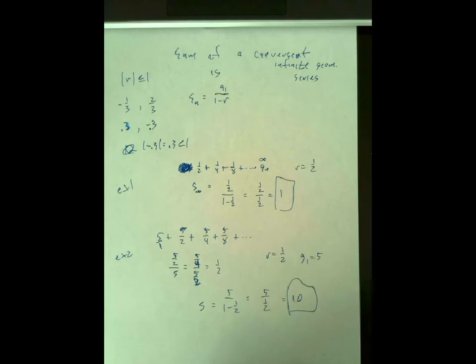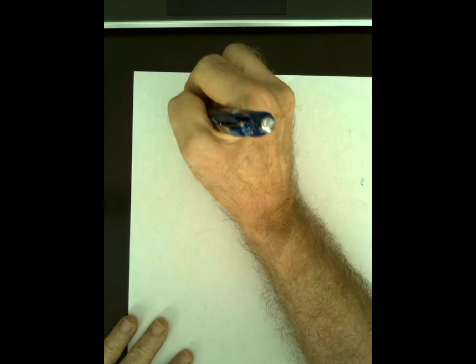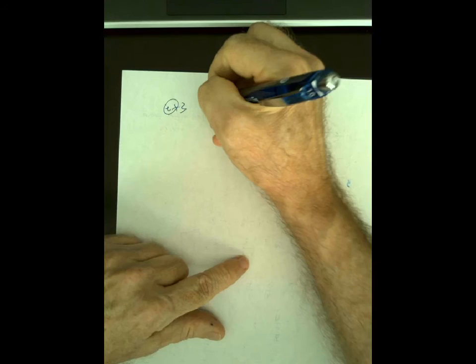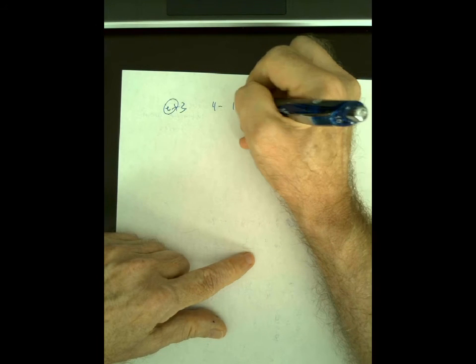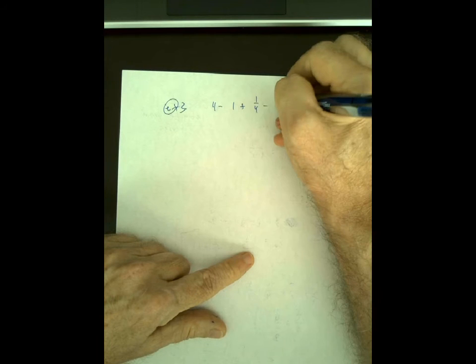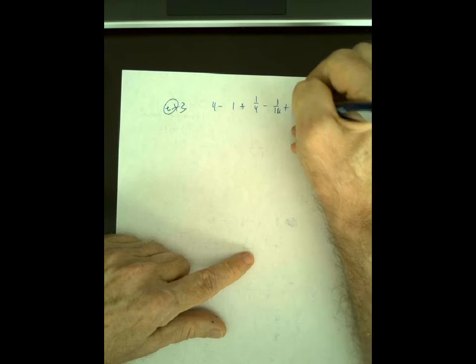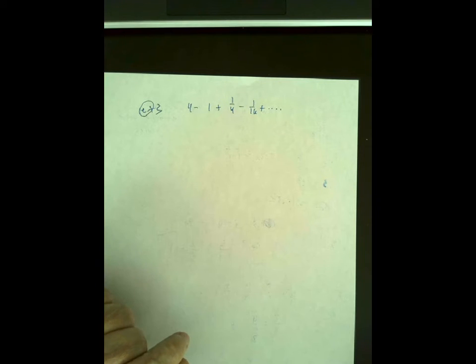Now let's try one more of these, actually 2 more, okay? So example 3, let's try this series, 4 minus 1 plus 1/4 minus 1/16, dot, dot, dot. Now you're thinking again, Mr. Waters, I don't even see that as a geometric series, but let's see how. Okay, let's see here.